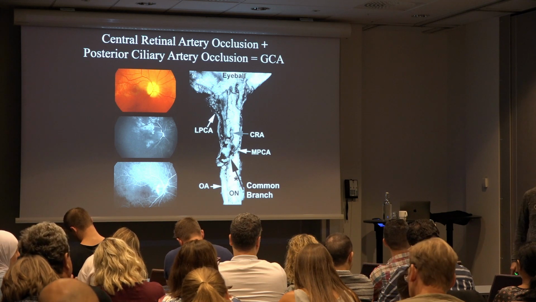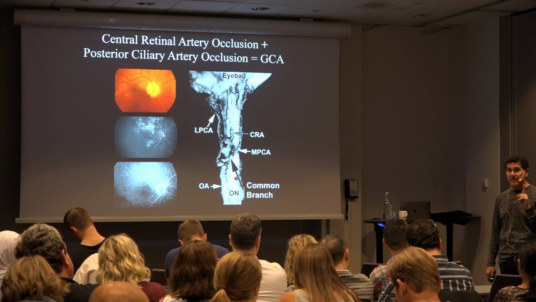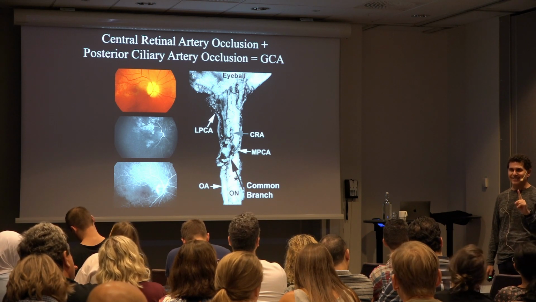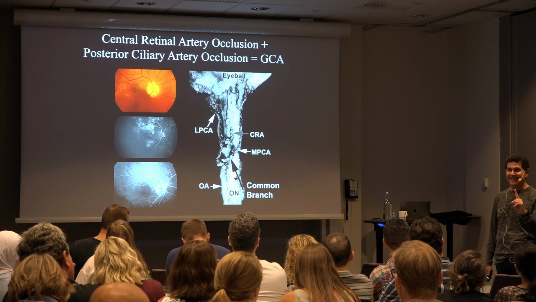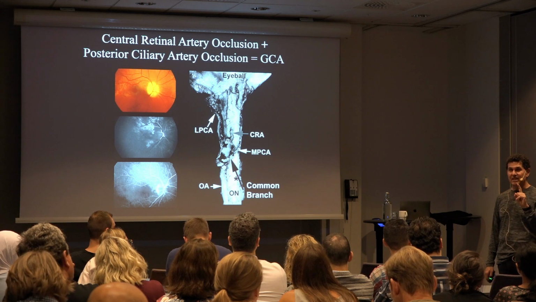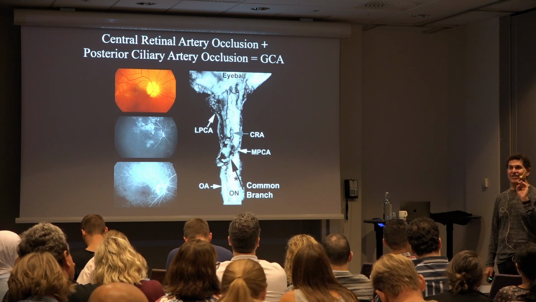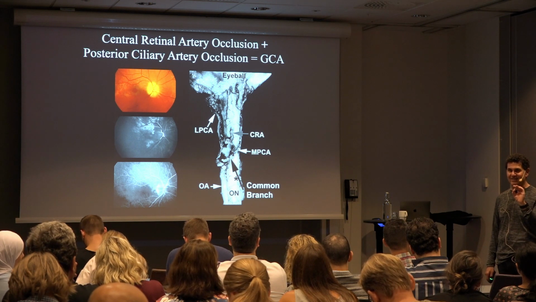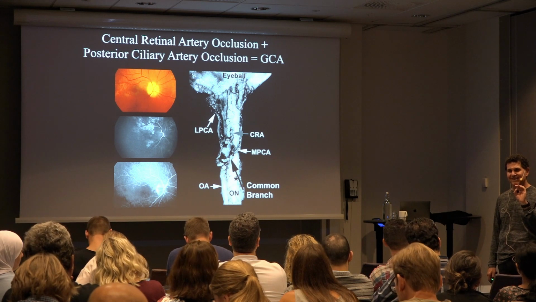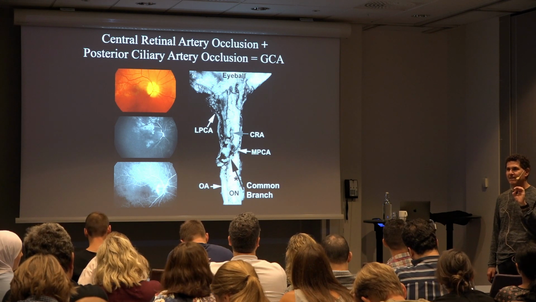Now, one other thing. If you see a central retinal artery occlusion, but there's a cilio-retinal artery sparing, it's almost completely never giant cell arteritis. Okay? If you spare the cilio-retinal artery in the context of a central retinal artery occlusion, it's not giant cell arteritis, because you would always affect the cilio-retinal artery. It's a really important point.